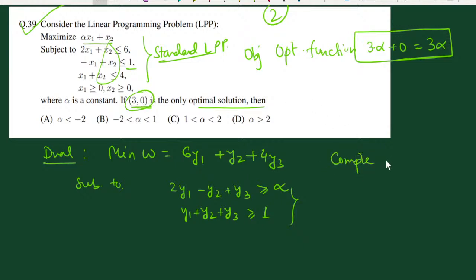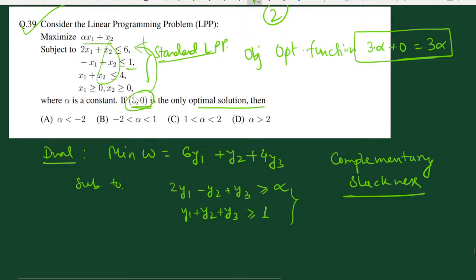This theorem is very important for GATE LPB. The complementary slackness theorem says that if strict inequality occurs in the optimal solution of the primal problem, then the corresponding dual variable is 0. That means we put the optimal solution (3, 0) into the constraints and check whether a constraint follows strict inequality or not. If it does, then the corresponding dual variable is 0.